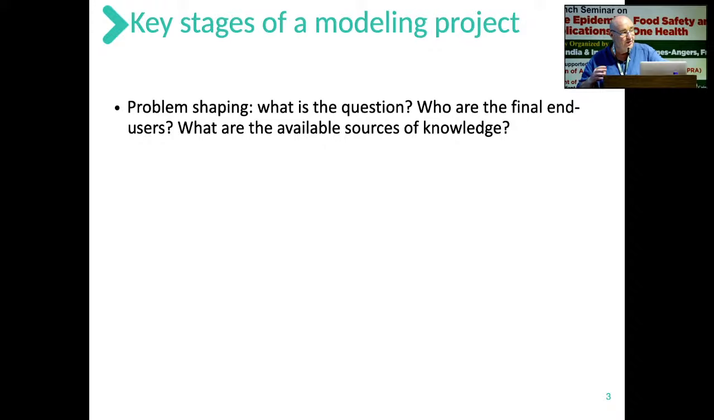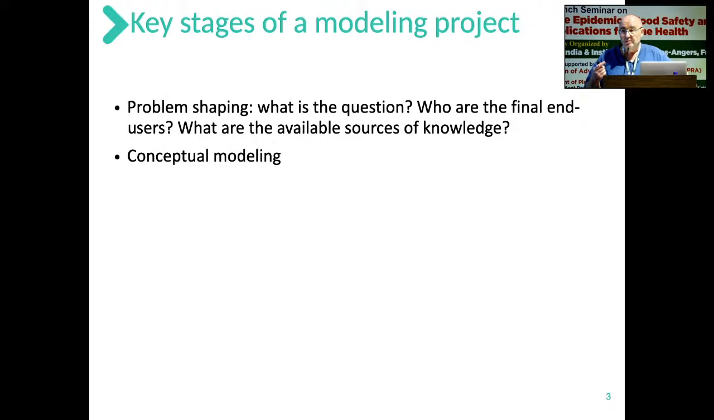So just briefly, what are the key stages of a modeling project? The first stage is very important, and is called problem shaping. What is the question? It seems to be obvious, but it's not always the case, so we have to really think deeply about that. Who are the final end users? And if at all possible, it's very nice if you can include the end users in the process of model development. And also you have to think about what the available sources of knowledge are.